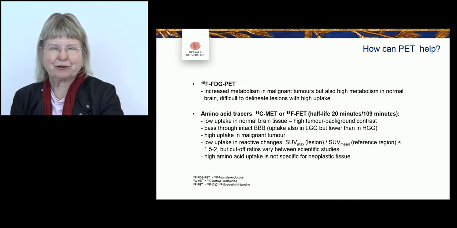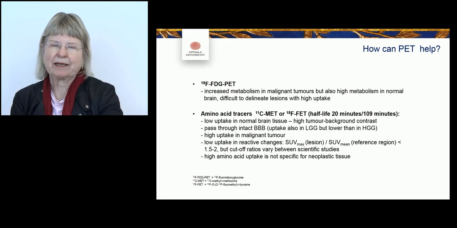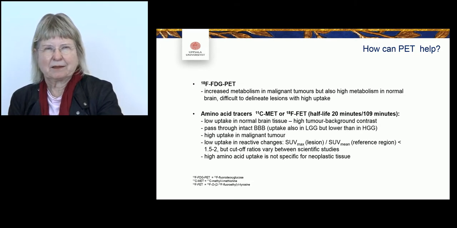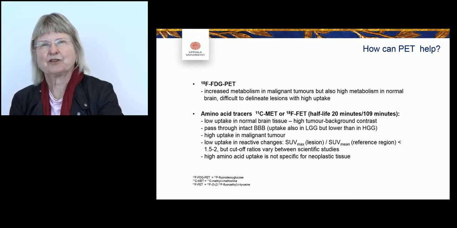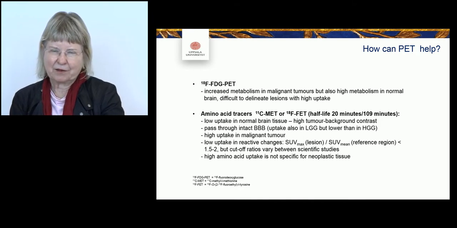You have low uptake in reactive changes, and you have a standardized uptake value, the so-called SUV, maximum in the lesion ratio to the SUV mean in the reference region, which is usually lower than 1.5 to 2, but these cutoffs can vary between different scientific studies and different scanners. So the disadvantage with these tracers is that they are not specific for neoplastic tissue. The high uptake can also occur, for example, in abscesses, but this is usually not a question. So we know that we have the differential between the tumor recurrence and the reactive changes.